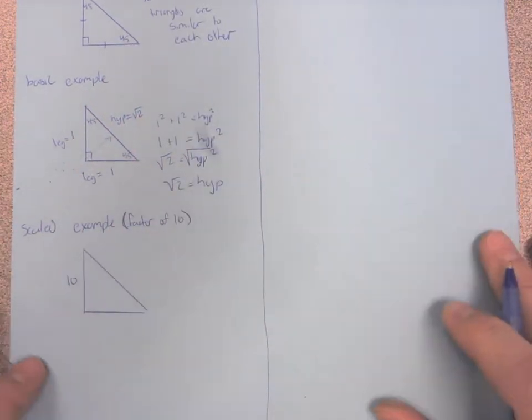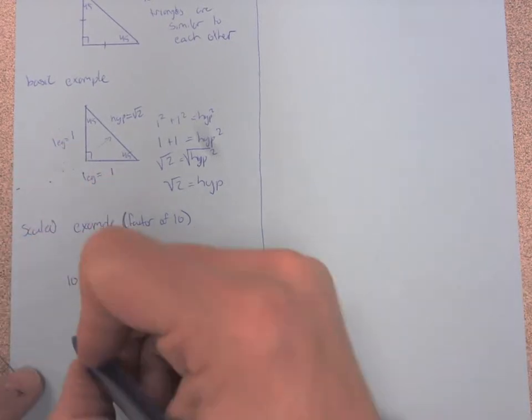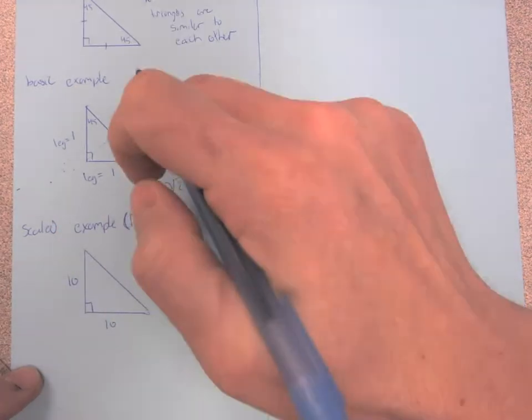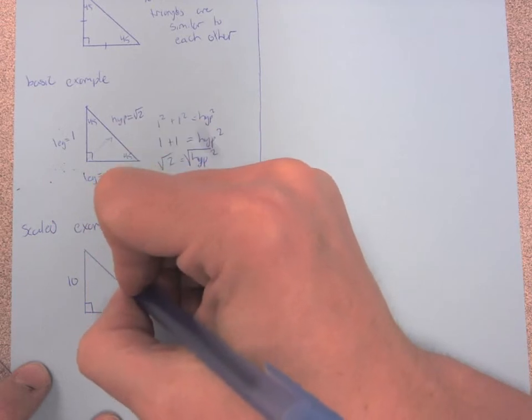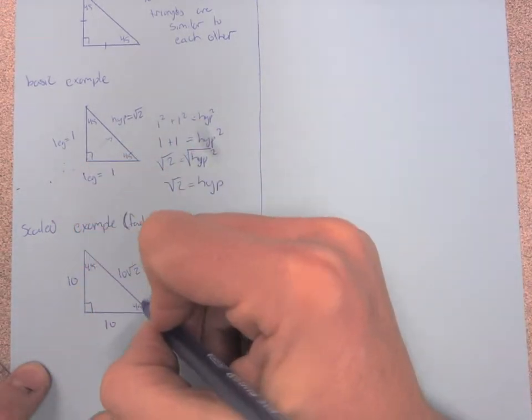So this will be 10, right? 1 times 10 is 10, and this will be 10 times bigger. 1 times 10 is 10. These will still be the same length as each other, okay? And then this guy right here, we'll have to multiply this by 10 as well. So 10 times the square root of 2 is 10 root 2. Okay, let's add the angles in here.